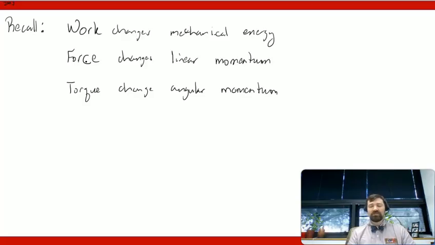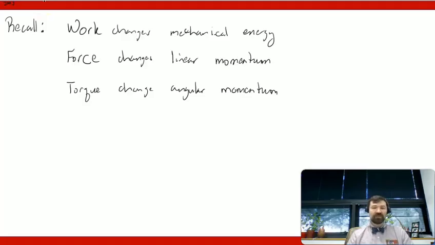And what this set of principles implies is that for a closed system, interactions within that closed system will tend to conserve mechanical energy, linear momentum, and angular momentum. And so in order to change one or more of these, there must be something from outside the system interacting with the system to apply either work, force, or torque.